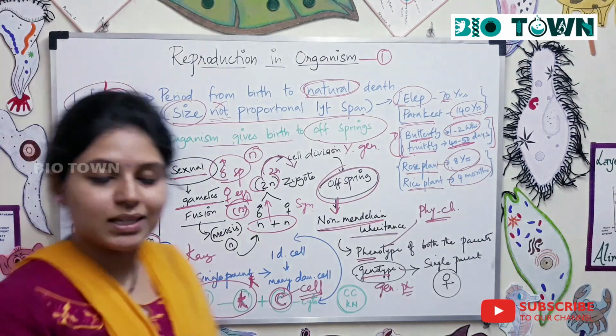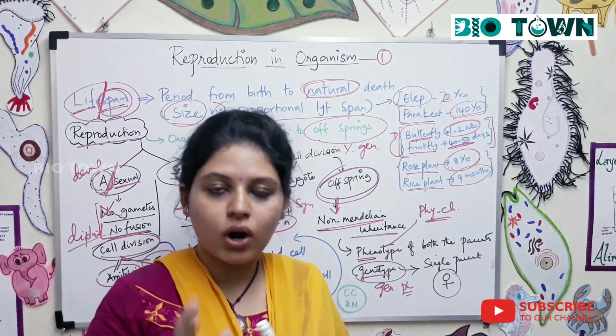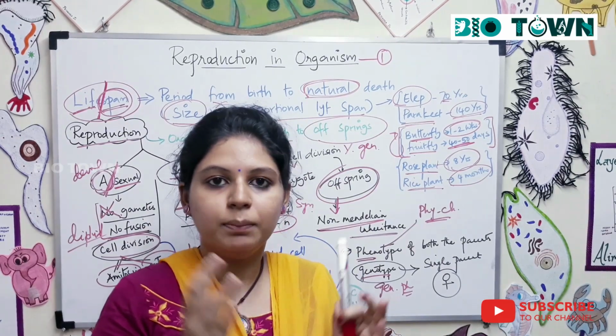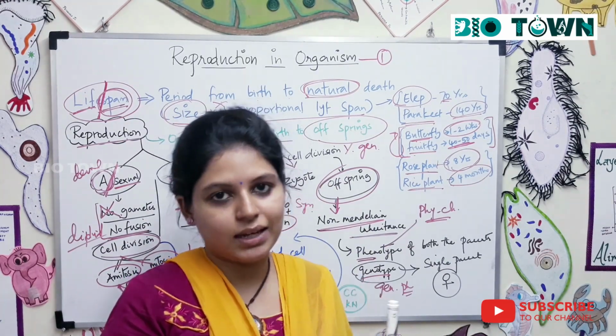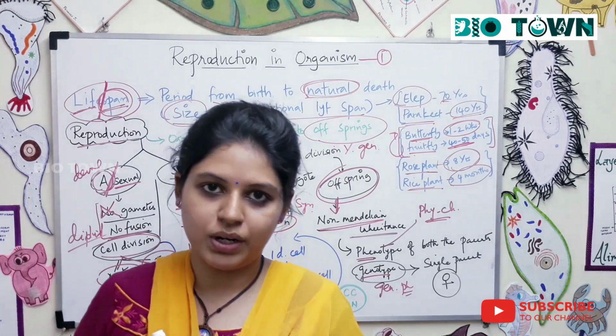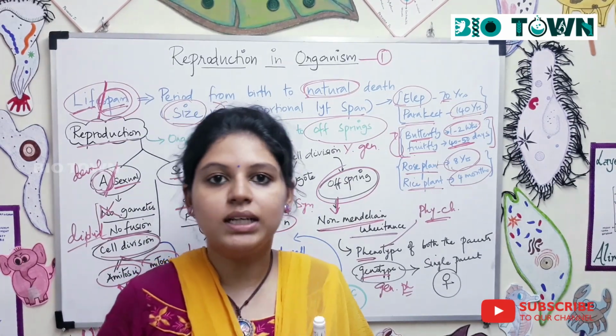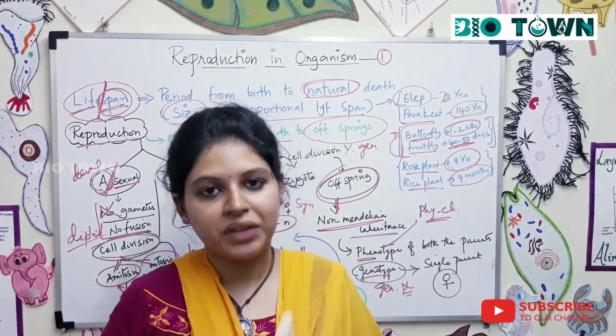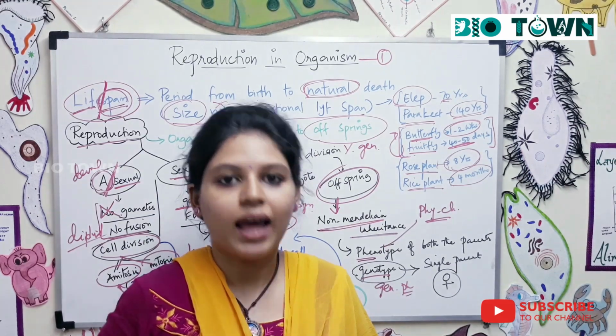Alright, so in this session we spoke about what is reproduction and gave a brief introduction on what is sexual and what is asexual reproduction. In the next session we'll deal with the different types of asexual reproduction in animals.